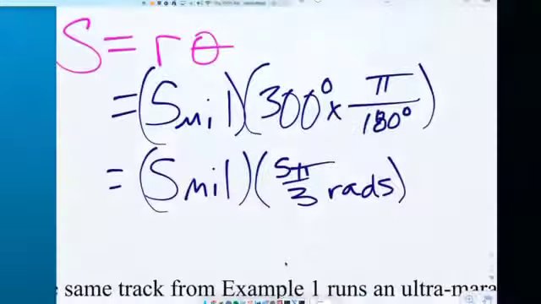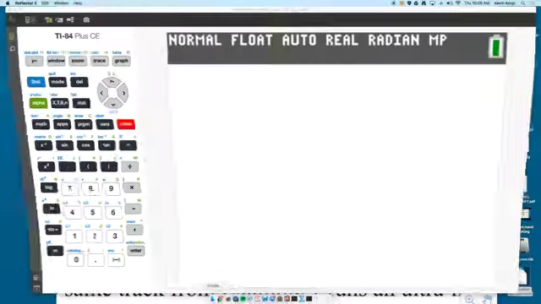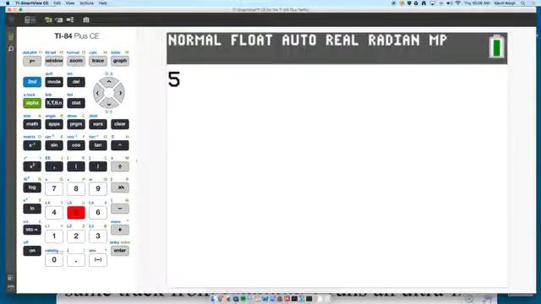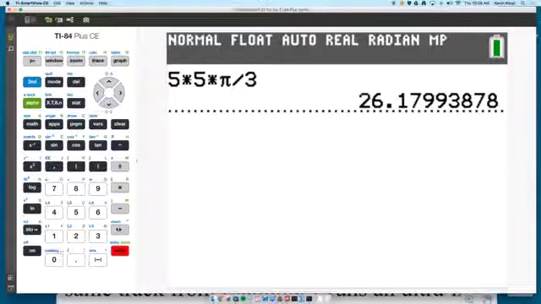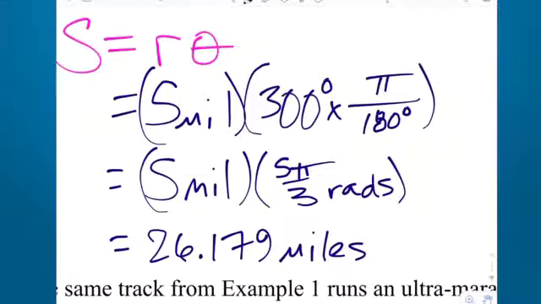Now, do we want to leave pi visible in our answer here or multiply it into the answer? Yeah, we want to multiply it in. The only time we really want to leave pi visible is if it's an angle in radians that's a nice ratio. Otherwise, we'll multiply it in. So now we go to the calculator, and we'll type in 5 times 5 times pi, use the pi button, and then divide it by 3. And then you report 3 decimals. So 26.179 miles.